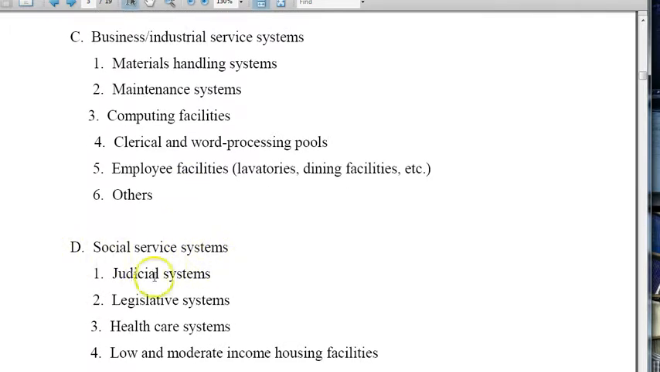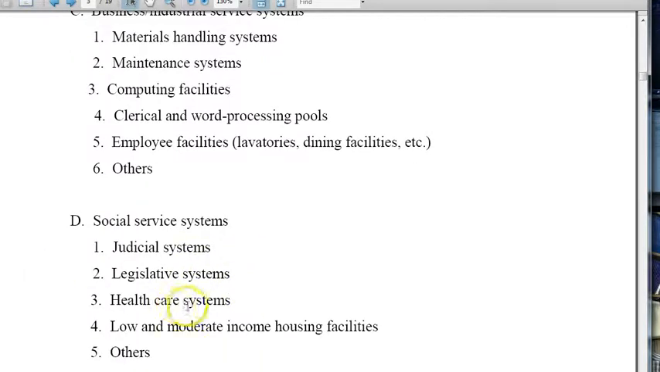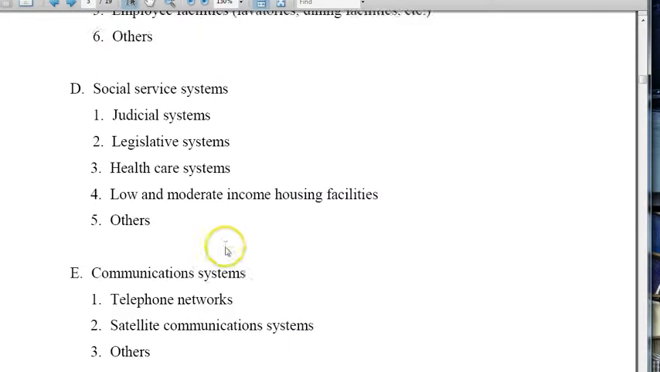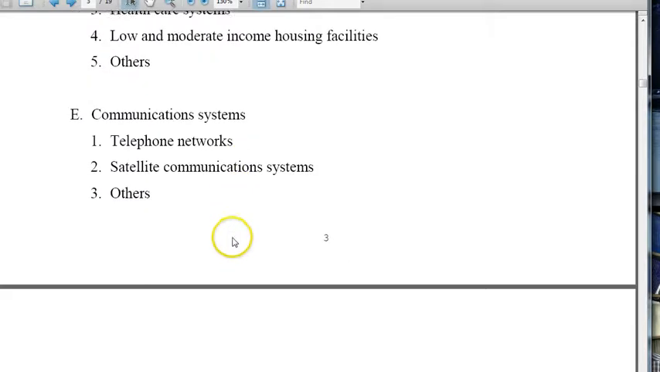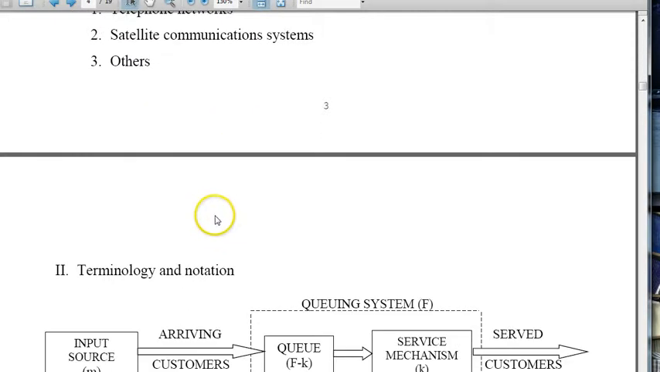Social systems, where you have judicial system, the legislator, where the bills wait to be acted upon by the legislator. Healthcare systems, and low and moderate income housing facilities, and so on. Communication systems, telephone networks, internet services, satellite communication systems, and so on. So the applications of queuing theory are endless.